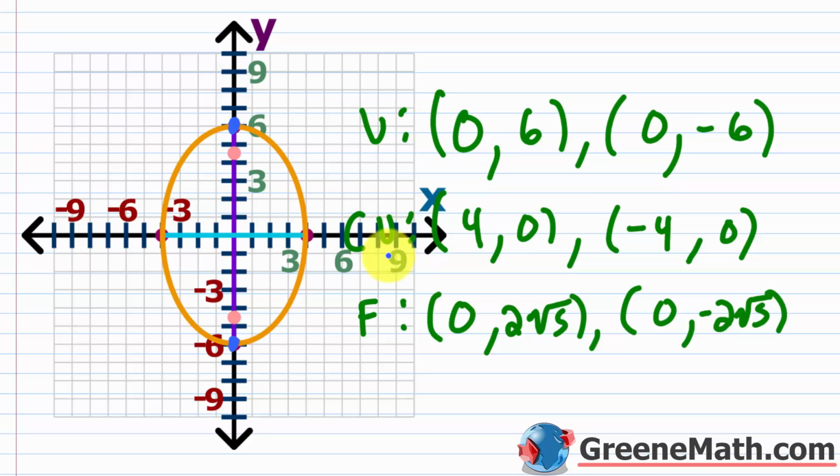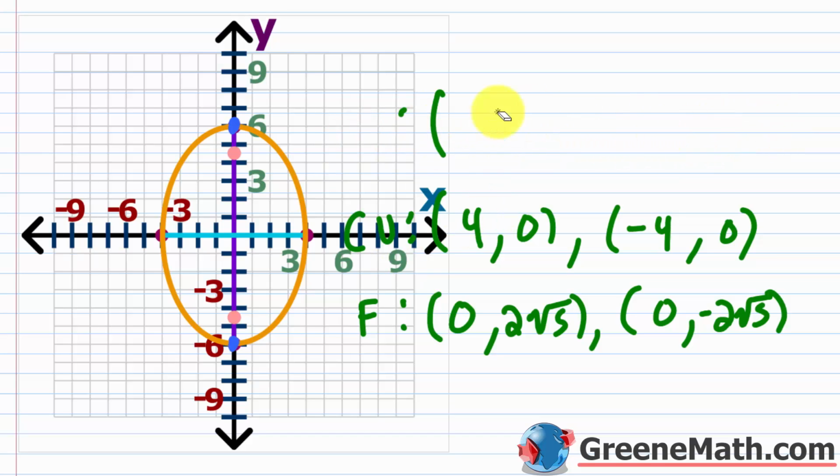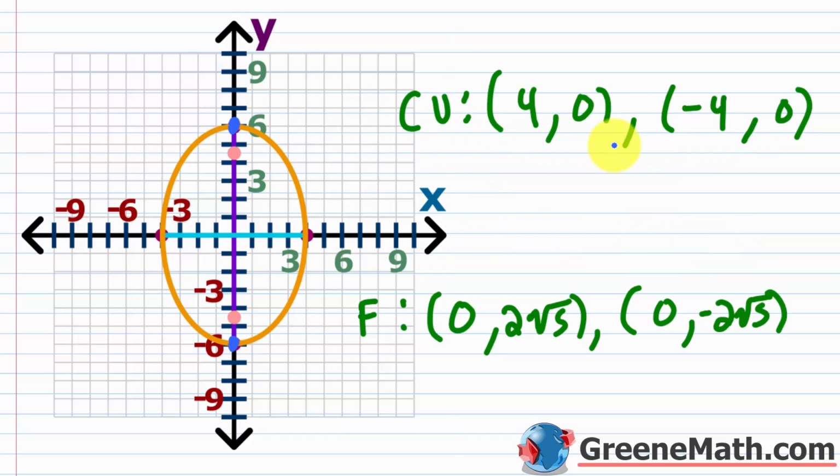Then the covertices, I don't know if this is readable here. Let me just erase this and I'll move this up. You've got 4, 0 and negative 4, 0. So 4, 0 and negative 4, 0. Okay, so those are your covertices. Again, that's the label we give for the endpoints of the minor axis.